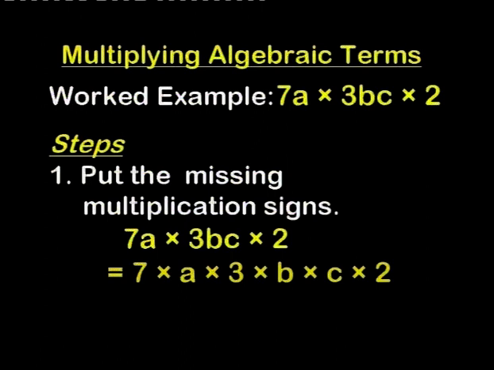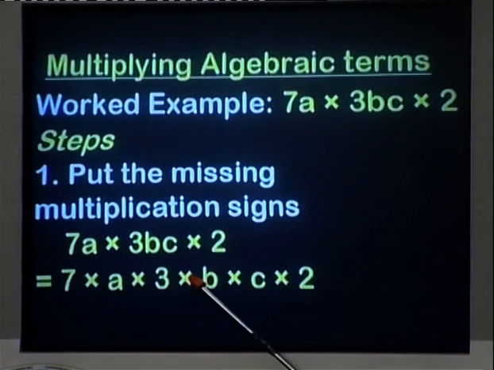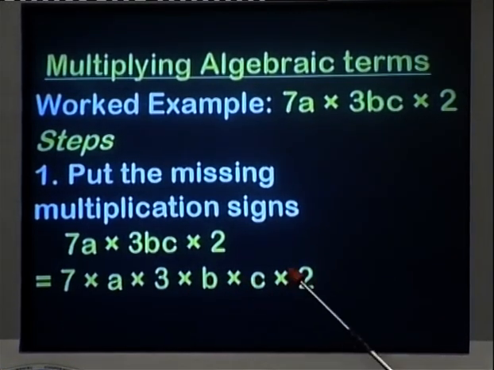All right, so when we are multiplying algebraic terms, there are steps for us to follow. Class, let's read step number 1: put the missing multiplication signs. As you can see, this expression says 7a times 3bc times 2. The first step is to put the missing multiplication sign. So here, 7a, the missing multiplication sign comes between 7 and a, which is 7 times a times 3 times b times c times 2.